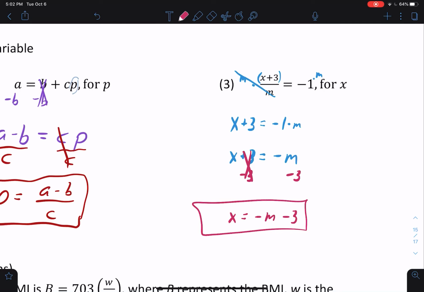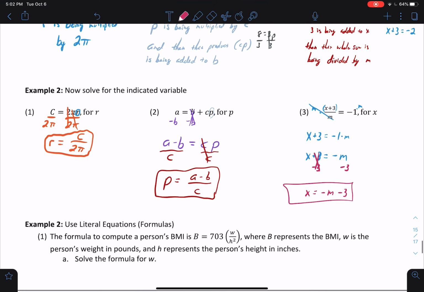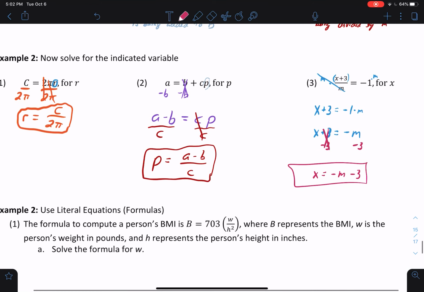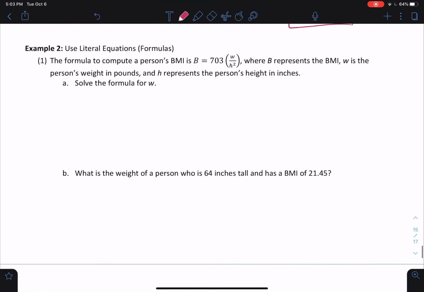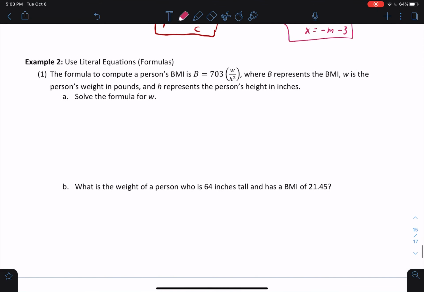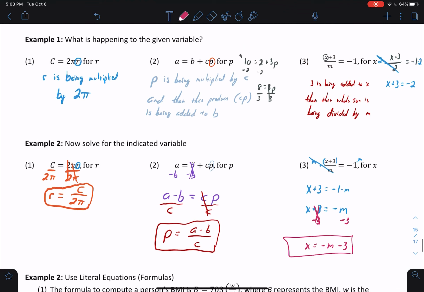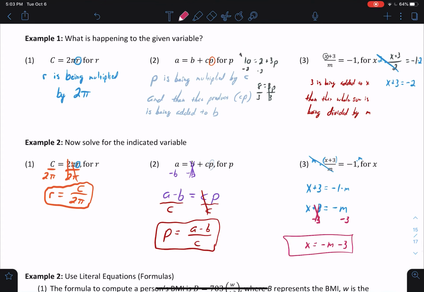So you're applying the same solving steps. You're just getting a variable by itself, but instead of equaling just a number, it's going to equal a messy-looking expression. In the next video, we will go over how we can use literal equations to solve word problems. Ask yourself, what's happening to my variable? What do I do to undo it?